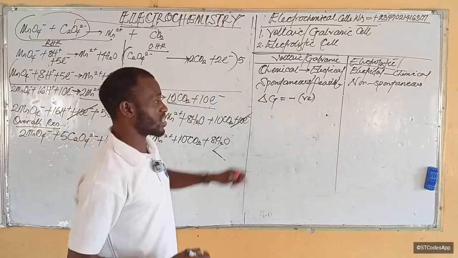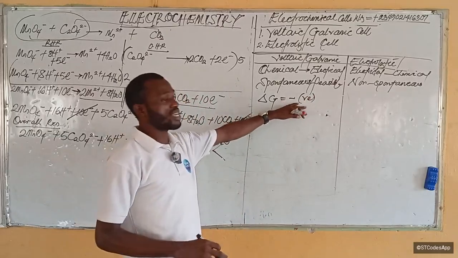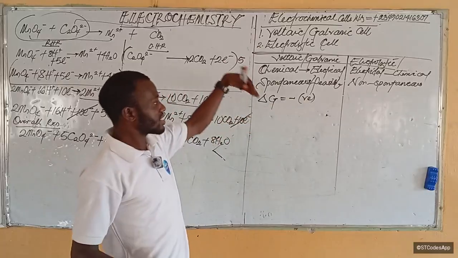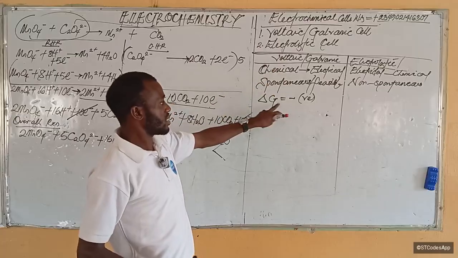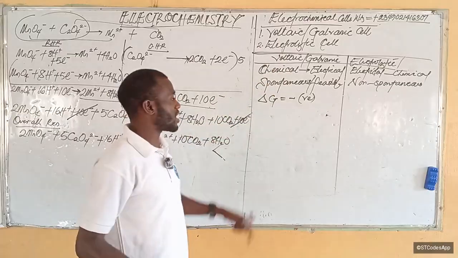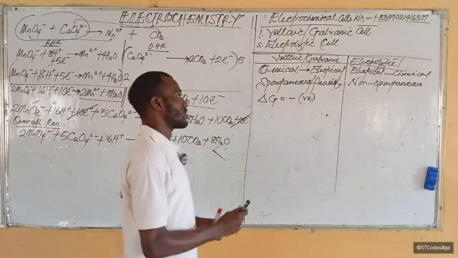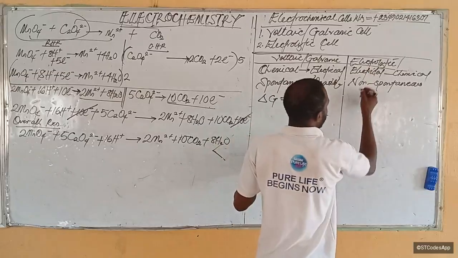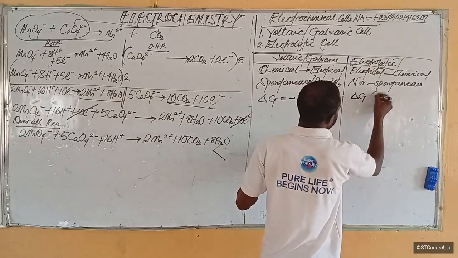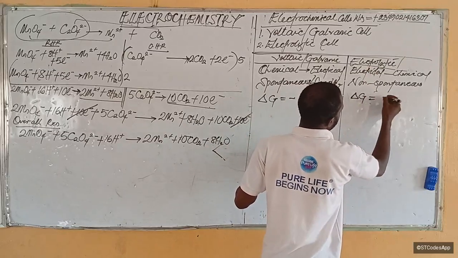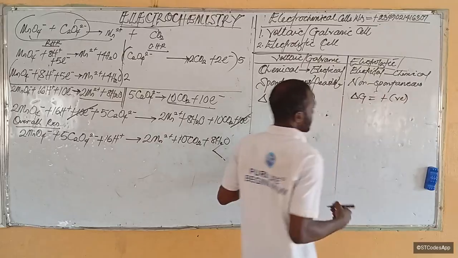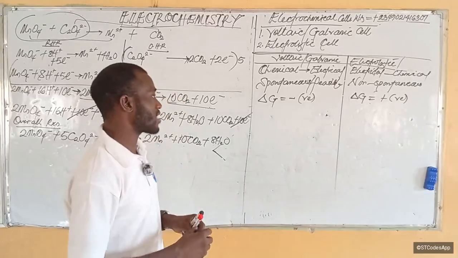So when the Gibbs free energy for a given chemical reaction gives you a negative value, then that reaction is spontaneous. For the opposite case, the change in Gibbs free energy is positive. What if it is zero? It will be an equilibrium reaction.